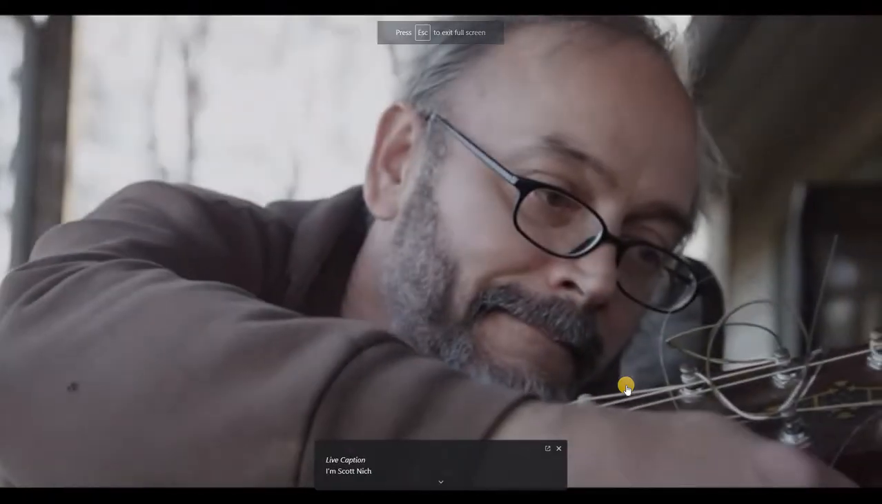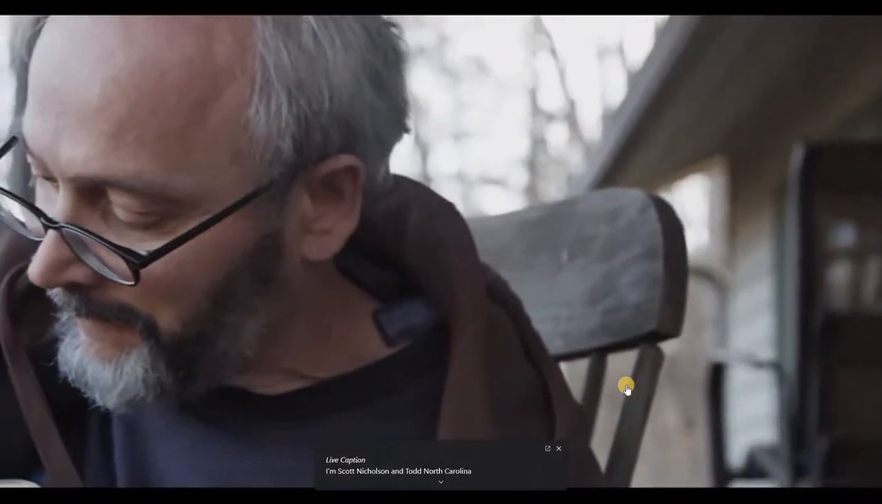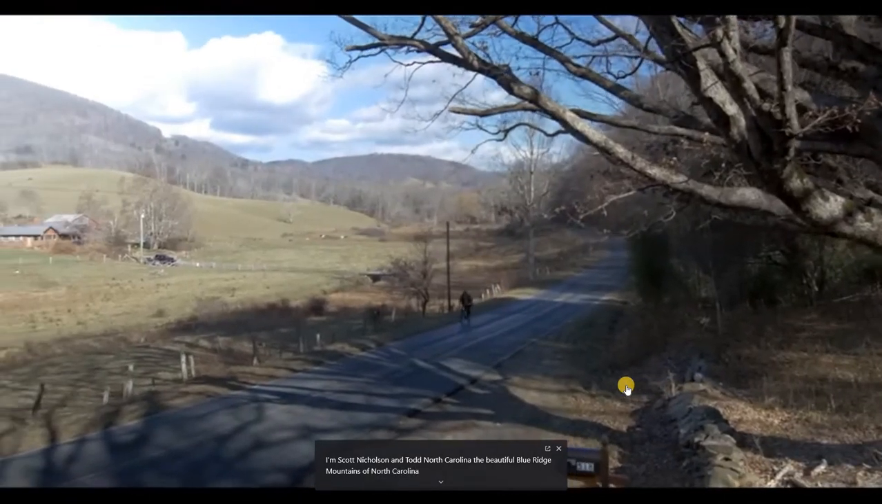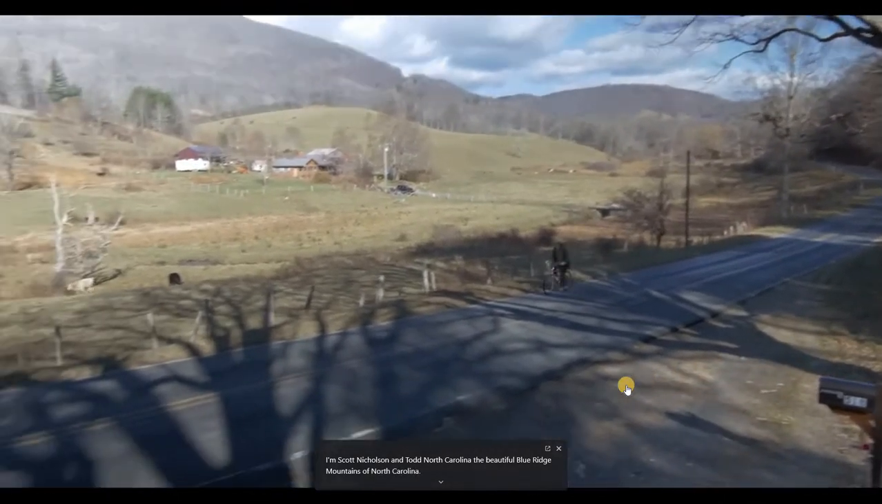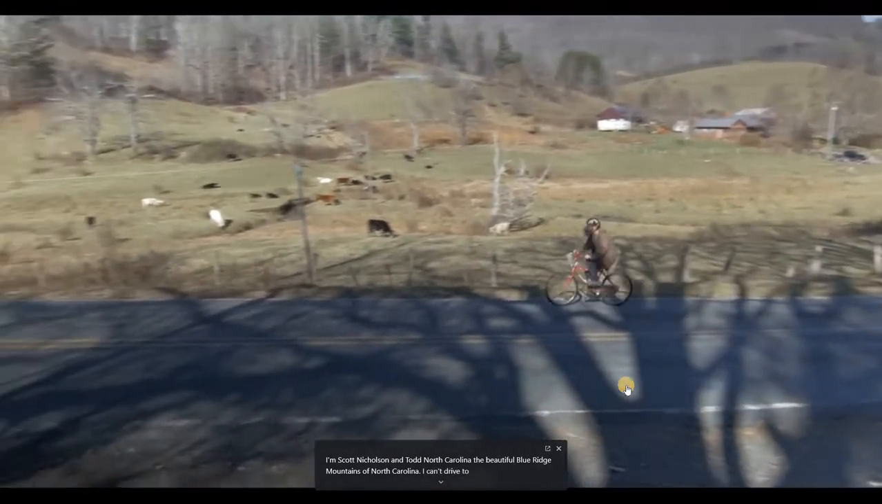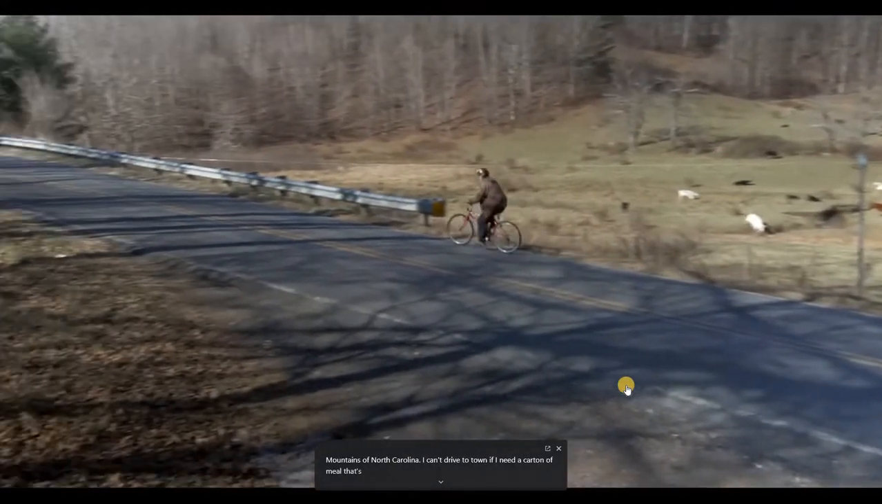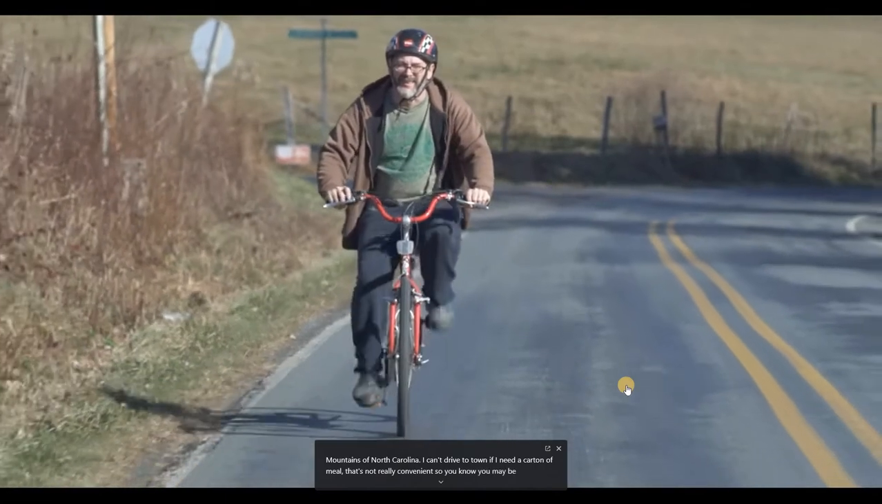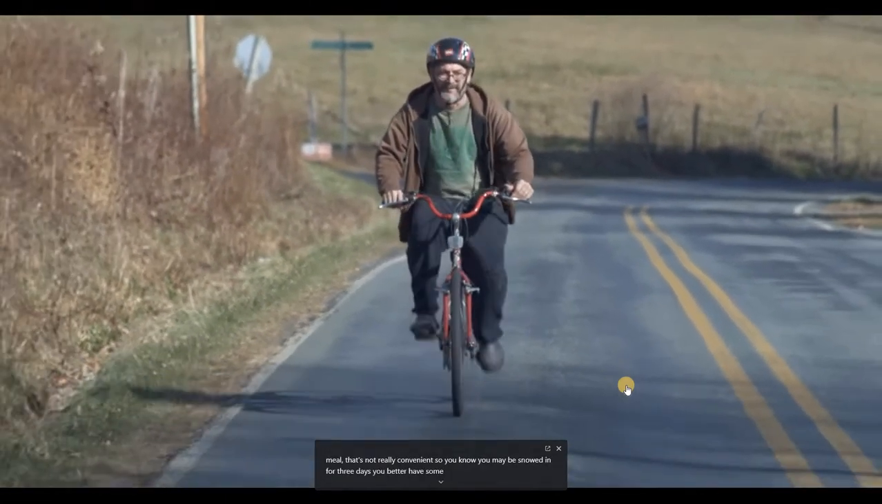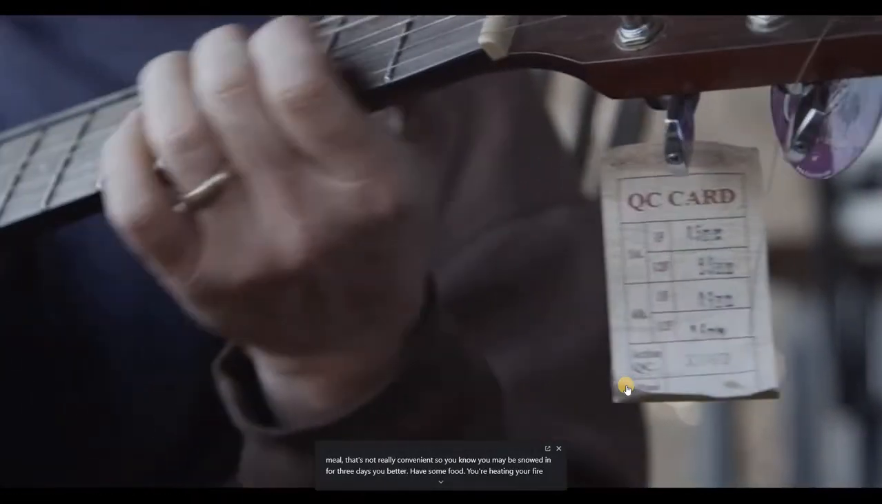I'm Scott Nicholson in Todd, North Carolina, the beautiful Blue Ridge Mountains of North Carolina. I can't drive to town if I need a carton of milk. It's not really convenient. So, you know, you may be snowed in for 3 days. You better have some food, your heating, your firewood.